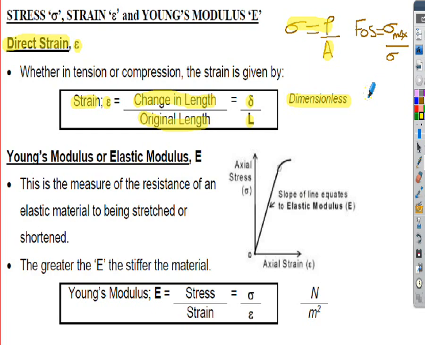Generally speaking, strains are very, very small, you'll find, so it'll be 30 times 10 to the minus 6 for a strain value. Very, very small values in metallic materials for strains. You'll see that again in the examples.